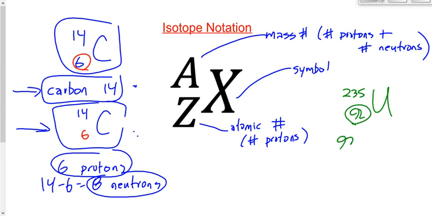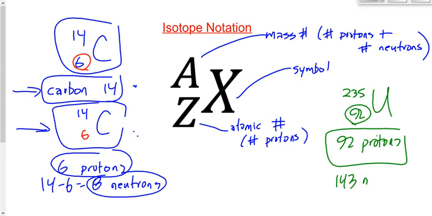It was there. That means we have 92 protons. Regardless of the isotope of uranium, we have 92 protons. Now, each different isotope has a different number of neutrons. This particular isotope has how many neutrons? 235 minus 92 gives me 143 neutrons. Another isotope of uranium might have 92 protons. In fact, it has to have 92 protons and 146 neutrons. Same number of protons, different number of neutrons. You guys comfortable with that?